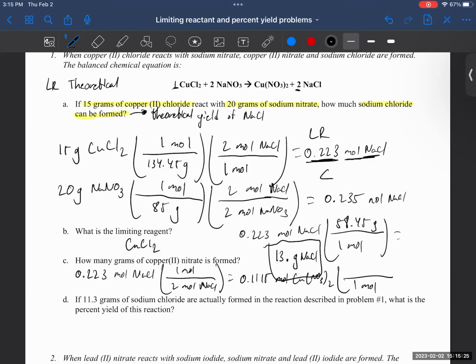Again, I'm just doing a rough estimate of the molar masses, because honestly, I can't be bothered to write out every single decimal, and it would save time in a test setting. So then you multiply this by 0.1115, and your answer here will be 20.91 grams of copper 2 nitrate.